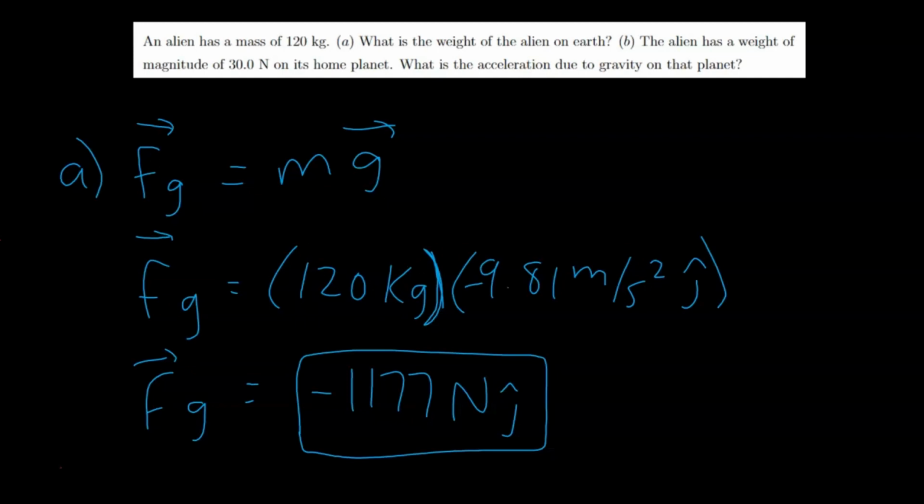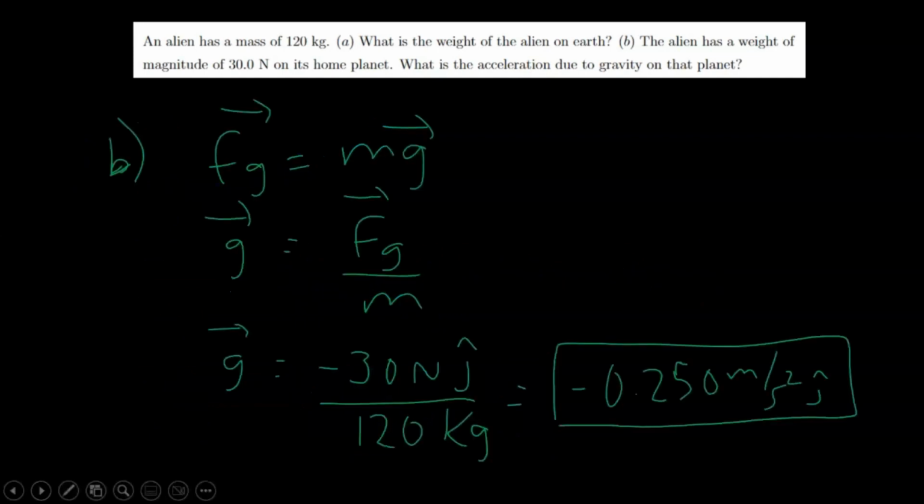And part B, we have the same equation, but now we're solving for g. So rearranging the top equation, we have g equals force of gravity over mass. And we're given the force of gravity as the weight, which is a magnitude of 30 newtons, but it points downward.